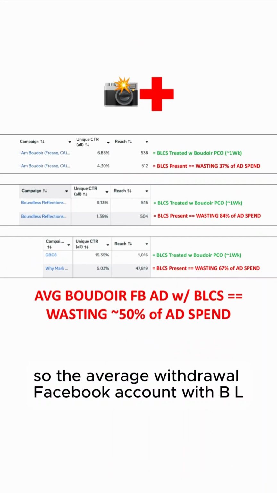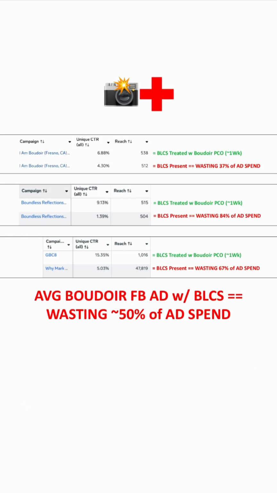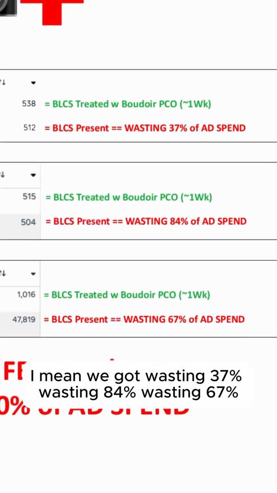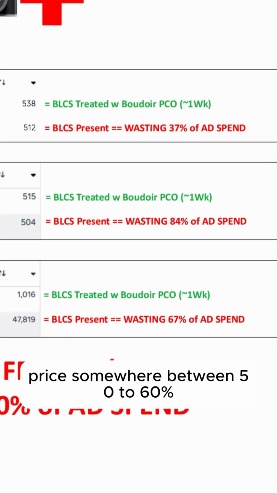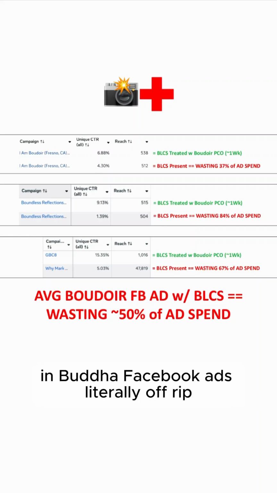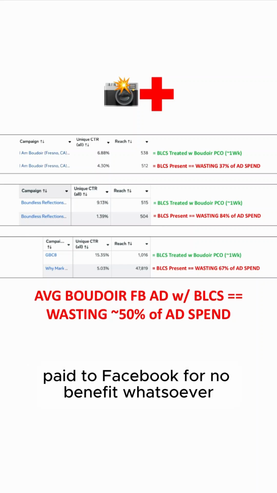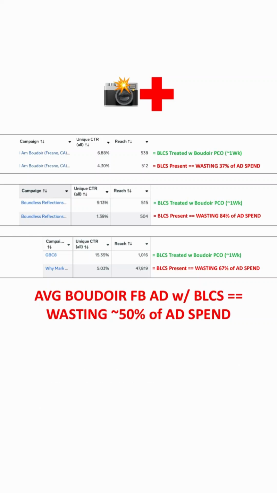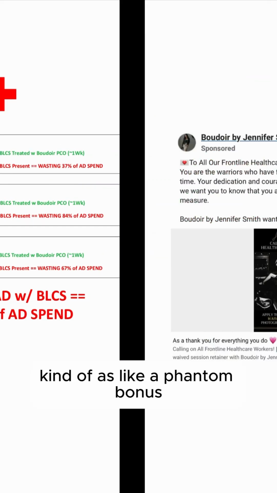So the average Boudoir Facebook ad with BLCS is wasting about 50% of its ad spend. So, look at the numbers right here. We got wasting 37%, wasting 84%, wasting 67%. Take the average of these numbers, it's probably somewhere between 50 to 60%. So that means for Boudoir Facebook advertisers spending more than 10 grand a month in Boudoir Facebook ads, literally off the rip, approximately 5K a month is being wasted, paid to Facebook for no benefit whatsoever. And that's every single month. So at the end of 12 months, it's approximately 60K over the next year bonus.